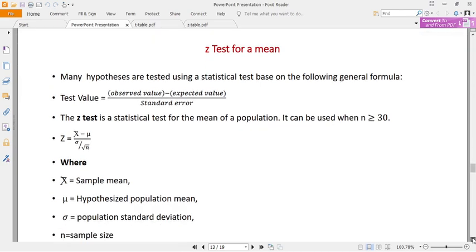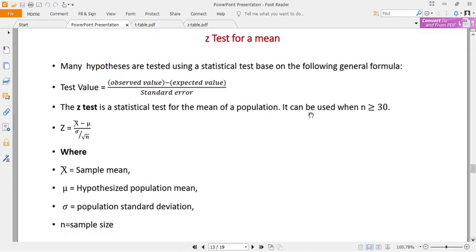So we are now going to look at the application. The formula for getting the test value, which is the Z score, is the observed value minus the expected value, which is the mean, over the standard error. So the Z test: this is our sample or observed value, minus the mean, over the standard error, that is standard deviation over the root of the sample size.